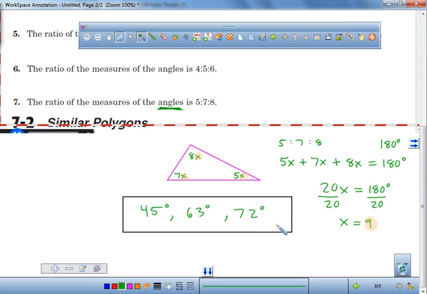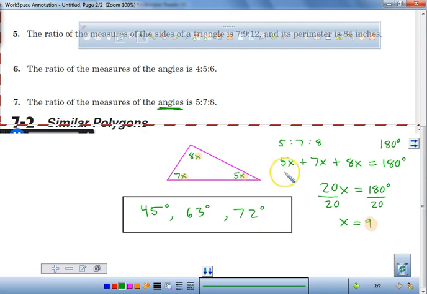So what did you do with the 9 in this one? The 9? Oh, this right here. I took the 9 and I plugged it in right there. And so 8 times 9 is 72. And then 5 times 9 is 45. And then 7 times 9 is 63. So that's what I'm doing with it. Once you solve for x, you have to take that answer and plug it back in.